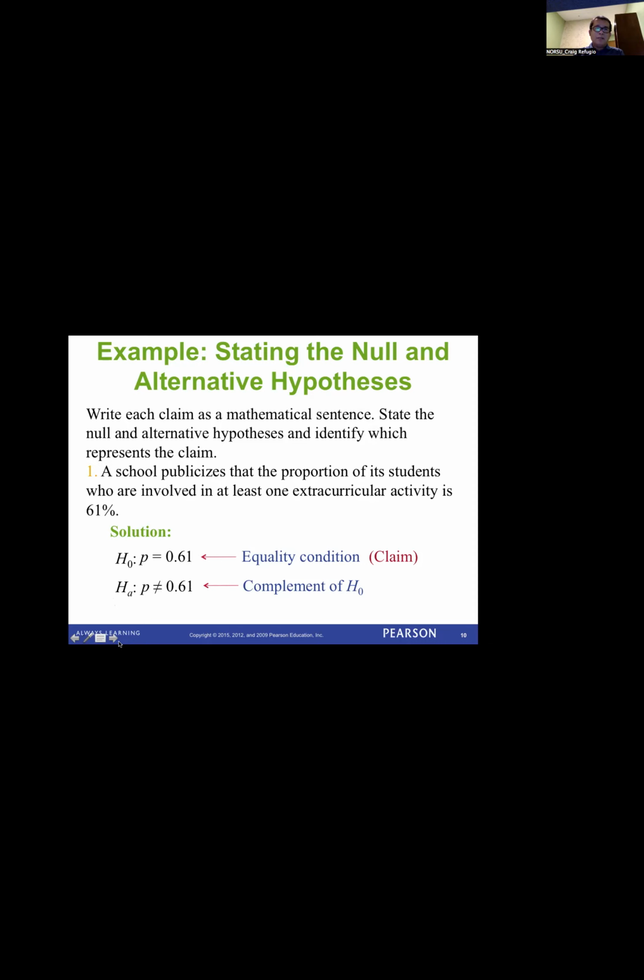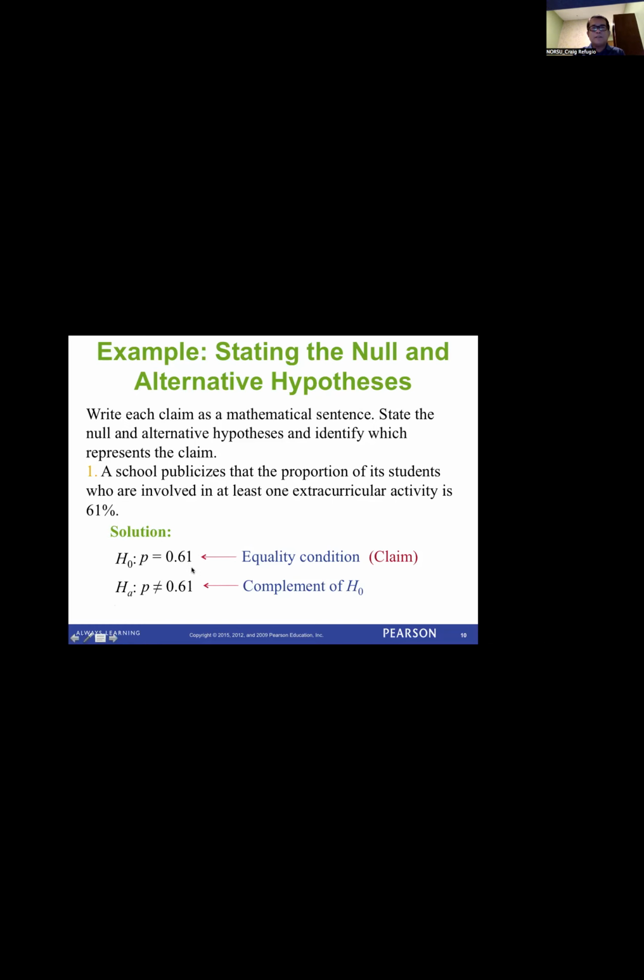So before I go to example number 2, I need clarification of example number 1. And Sir, good evening, sir. Yeah, go ahead. I have a question, sir. Instead of having or using the decimal form of 61%, sir, can we use the 61%, sir, instead of the 0.61? That's a good question.